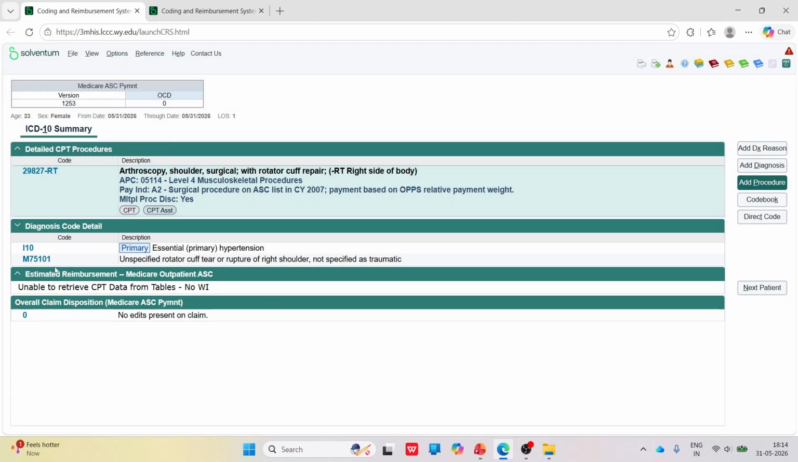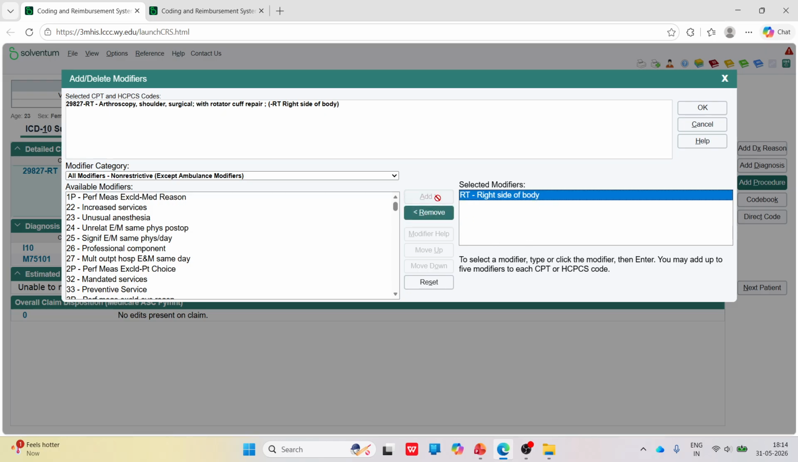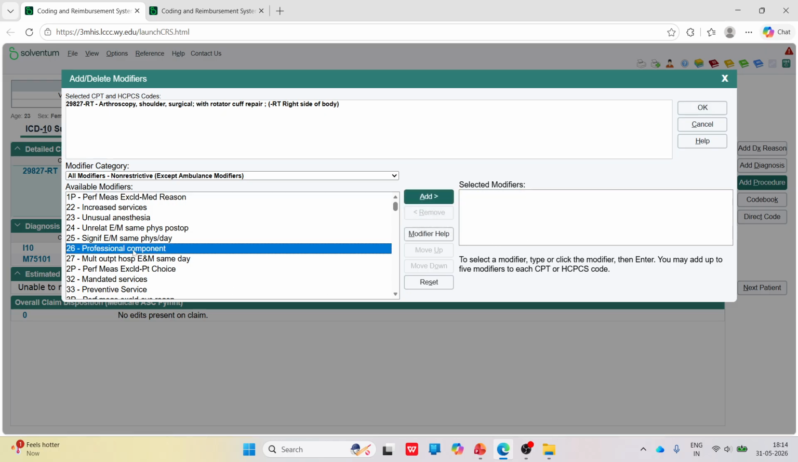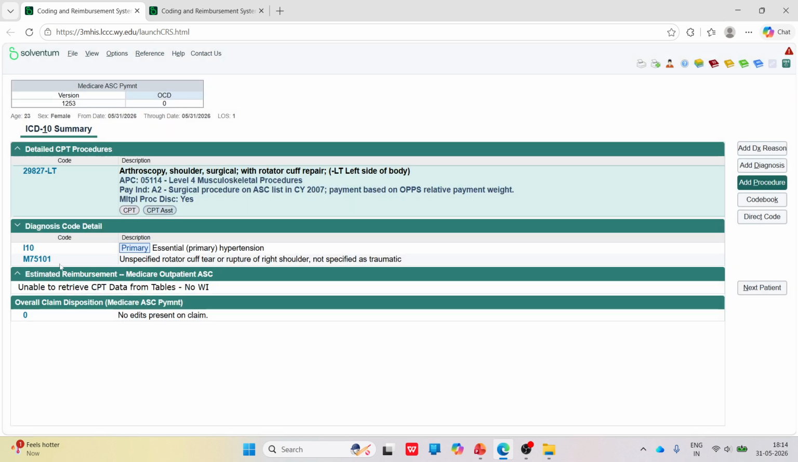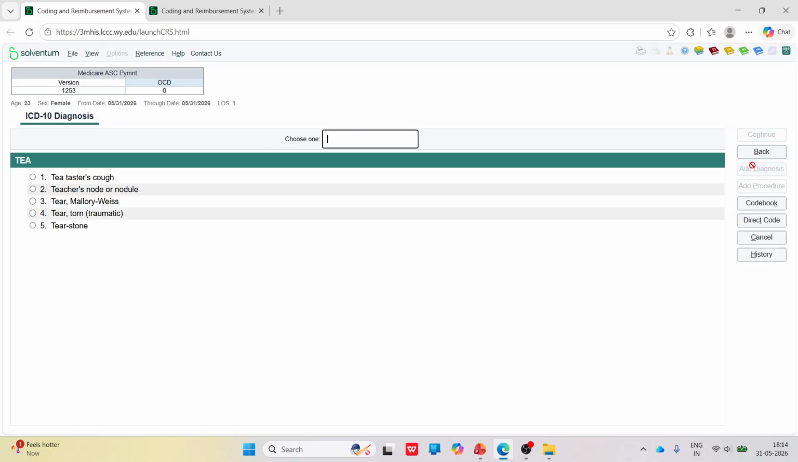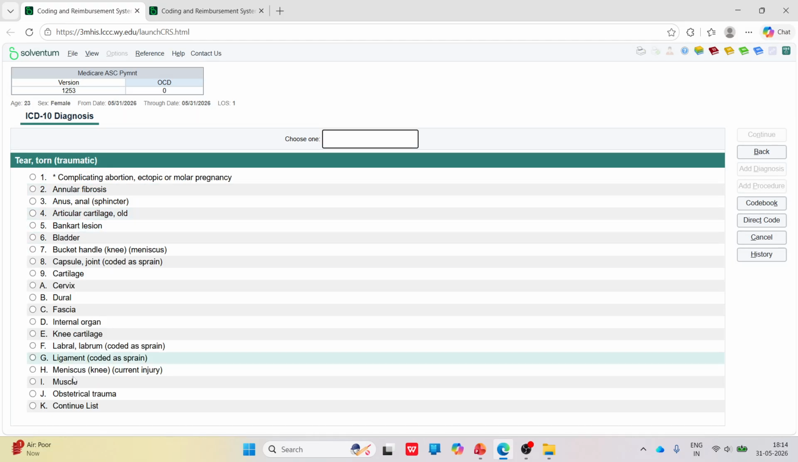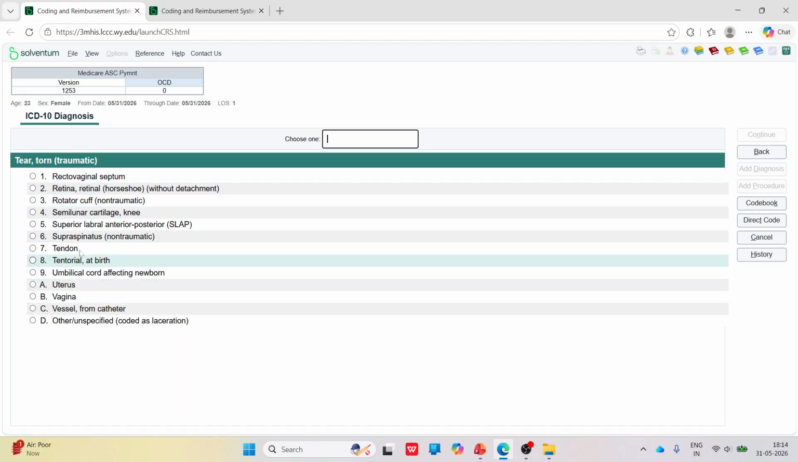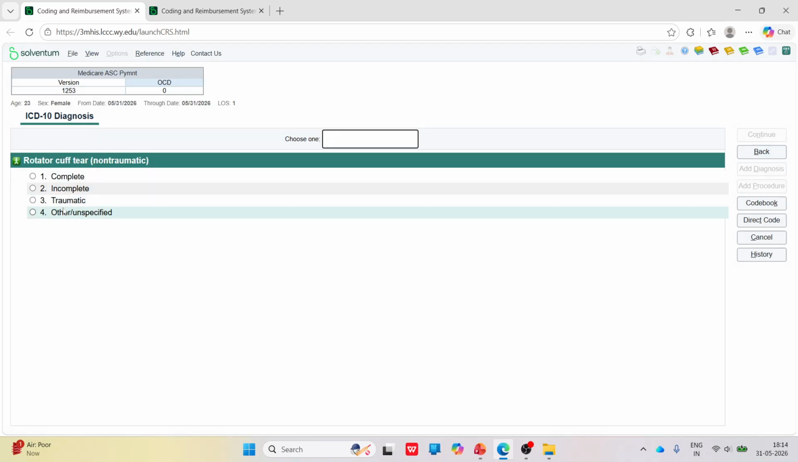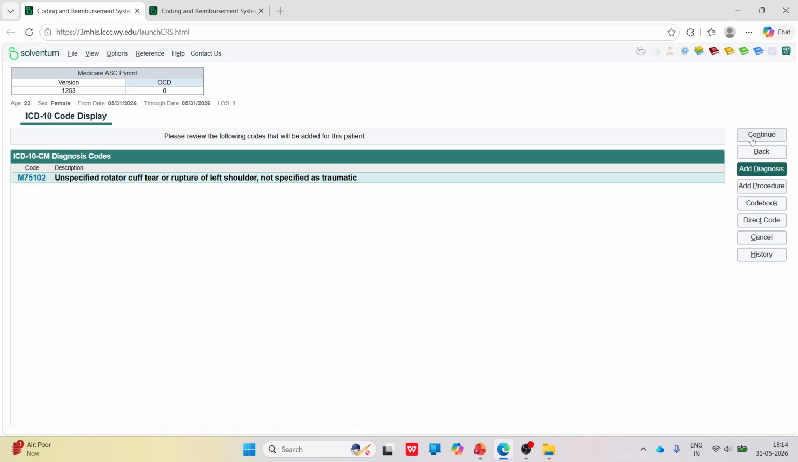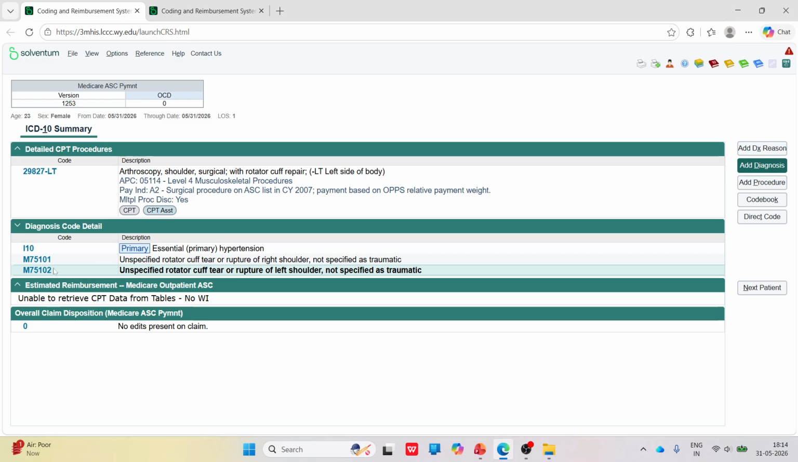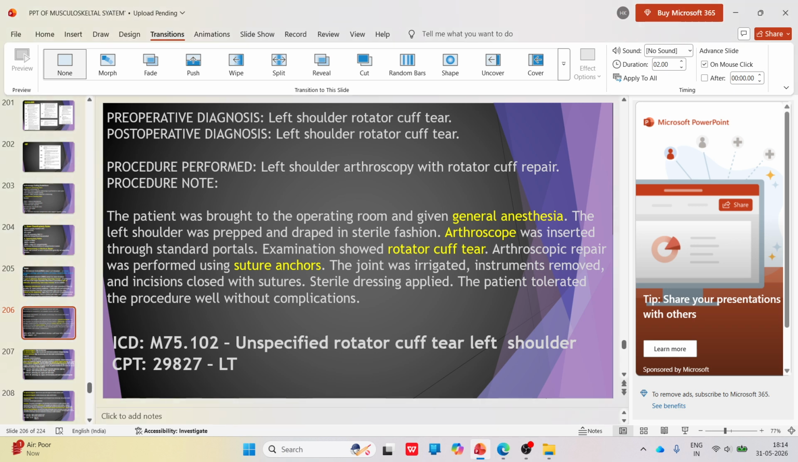Okay, so this one is an I, remove that, LT, and the code will be different. Again here, rotator cuff, left side, not wish to code more. So this one only this change. Okay, so this is the navigation of the knee arthroscopy and shoulder arthroscopy.